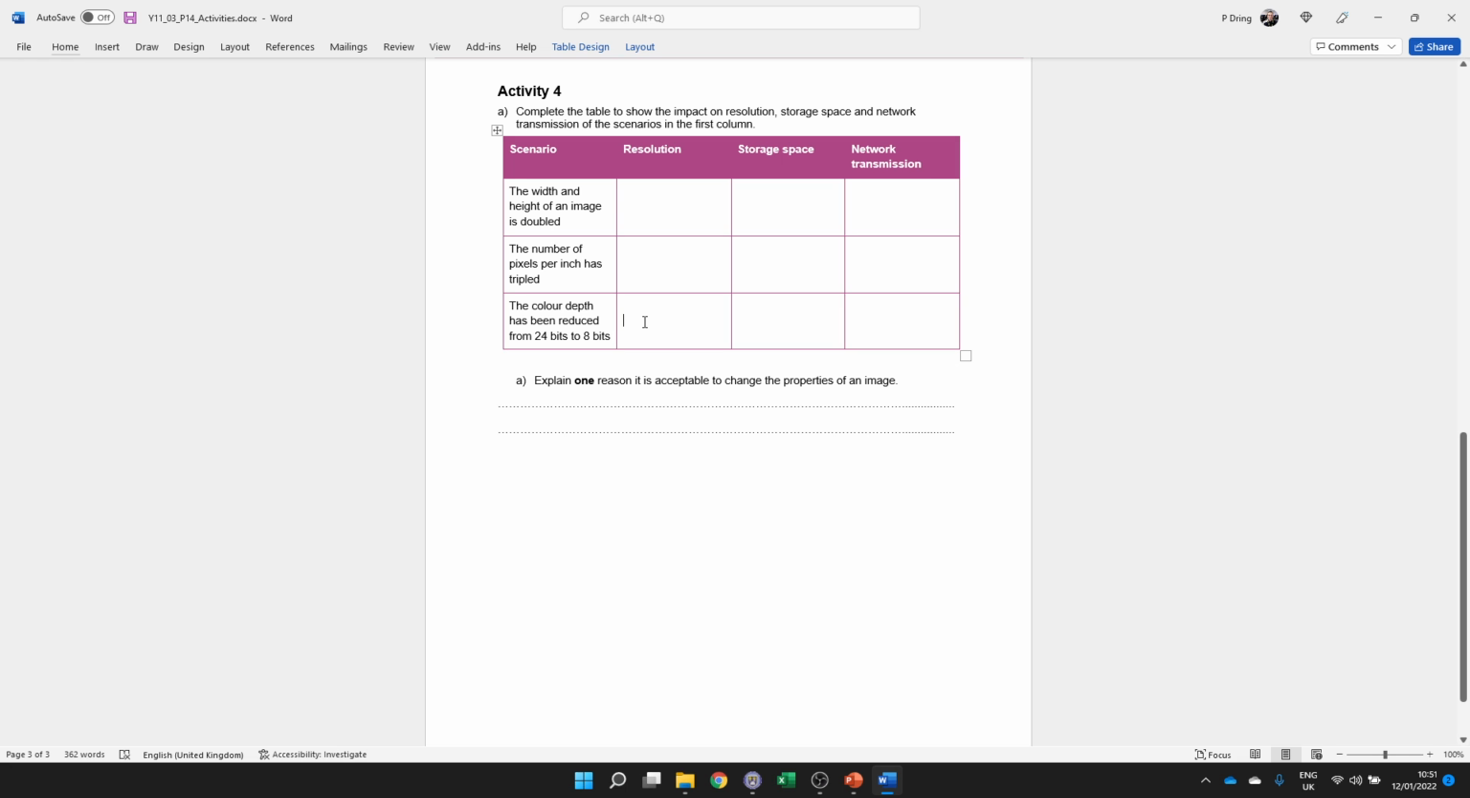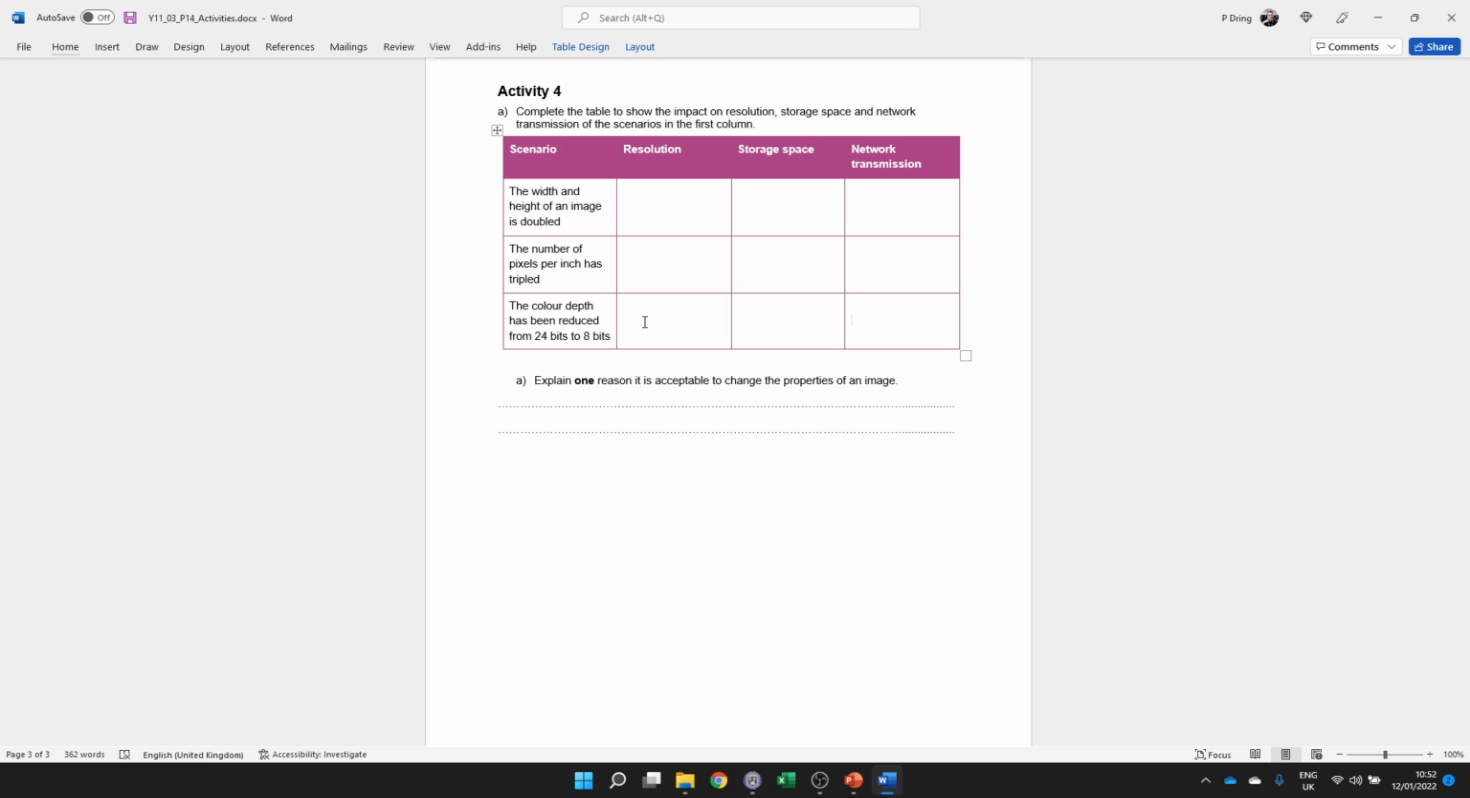This one's interesting. The color depth has been reduced from 24 bits per pixel to 8 bits per pixel. The resolution is the same. The number of pixels per inch is identical. Storage space has been reduced by a factor of 3. 8 is 24 divided by 3, so we're only using 1 byte per pixel instead of 3 bytes per pixel, or 1 set of 8 bits per pixel instead of 3 sets of 8 bits per pixel. So we're reducing the storage space by a factor of a third.